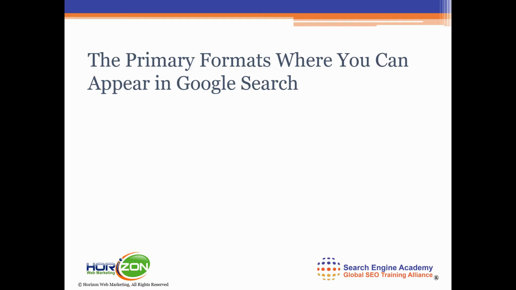And the thing that I'm going to do right now is take you through some of the formats that we'll be discussing where you can appear in Google search. There are four primary, what we call organic search results. Really quickly, organic versus paid. If you're buying an ad through Google Ads or Google Ads Express, you're going to show up in Google advertising, and that doesn't necessarily mean you'll show up in organic search results.